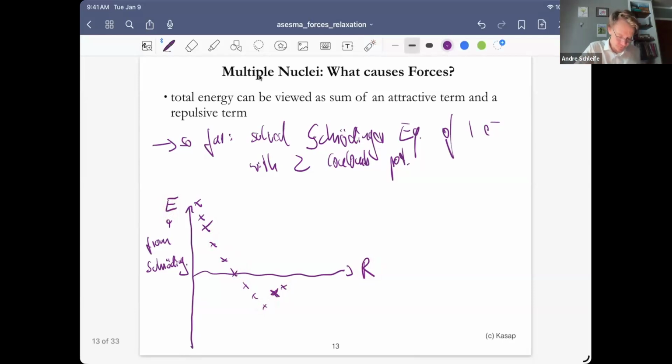Okay, so let me draw this. This is what that looks like. If we take our two protons, at some distance they have a minimum in their energy. That's the one over here. If we bring them close together, energy goes up.